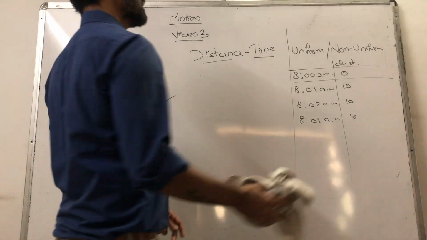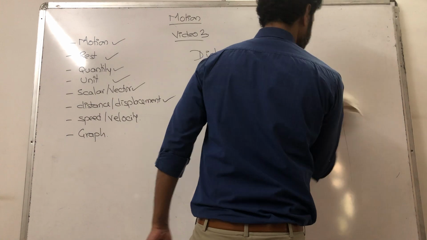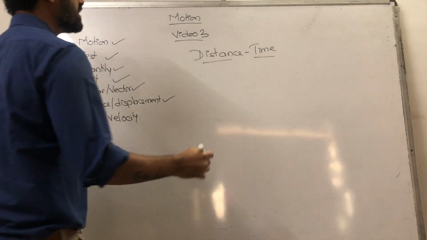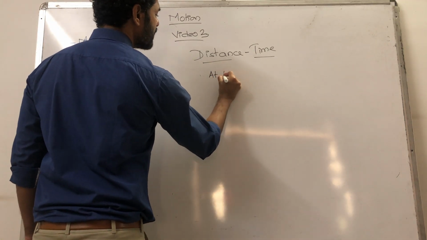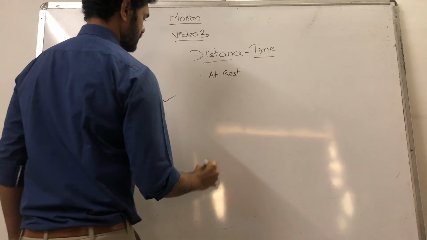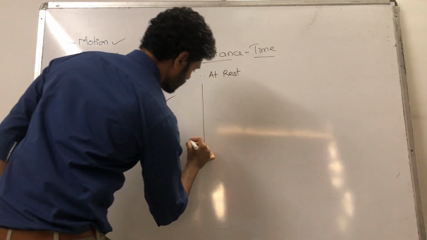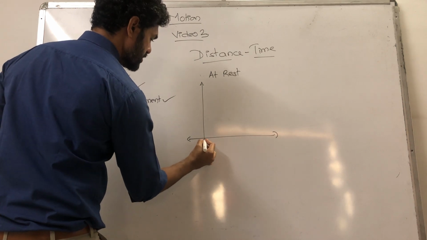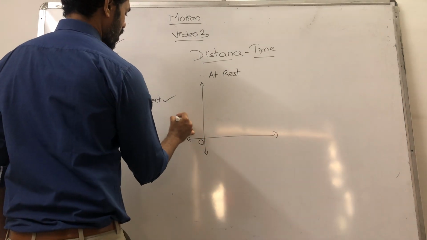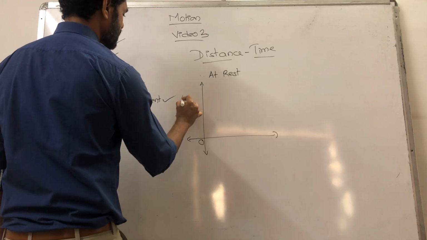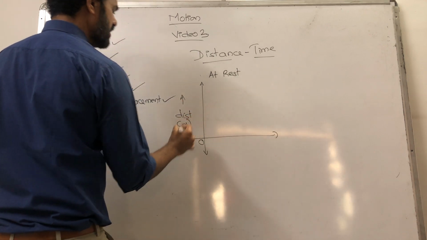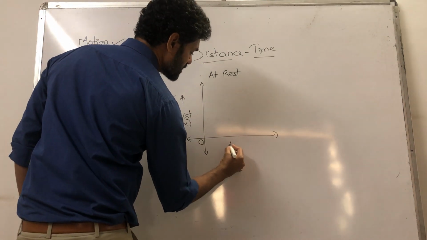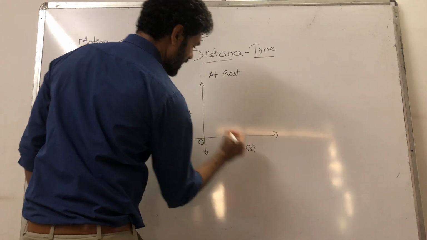Now let's look at distance time graph for different kinds of motion. First, we take distance time graph for a body at rest. Let's say this is our coordinate axis. This is the origin. On y-axis we take distance. Let's say it can be in any unit. Let's say we are taking distance in meter unit. And on the x-axis we are taking time. Let's say it is in second unit.